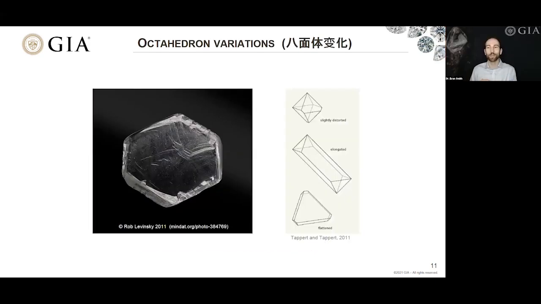Octahedral crystals sometimes grow in more elongated or flattened shapes. This crystal is an extreme example of a flattened octahedron. It looks like a thin hexagonal tablet.